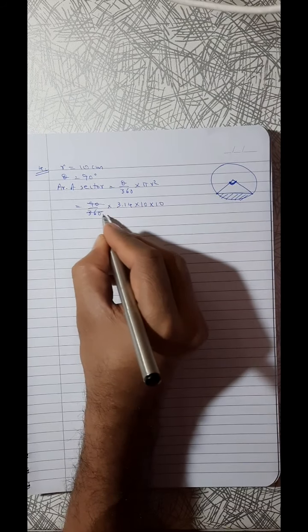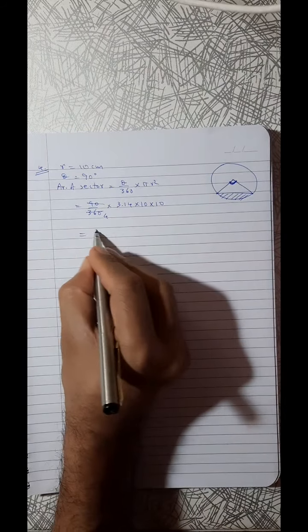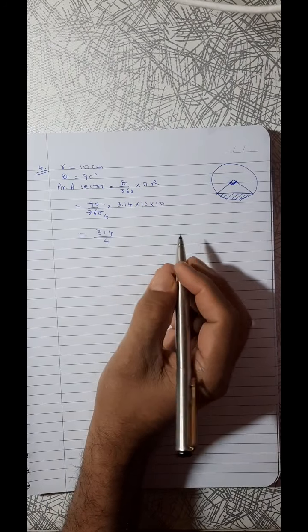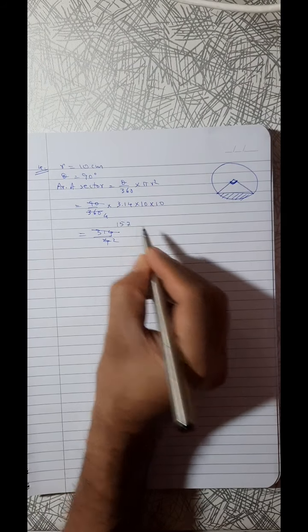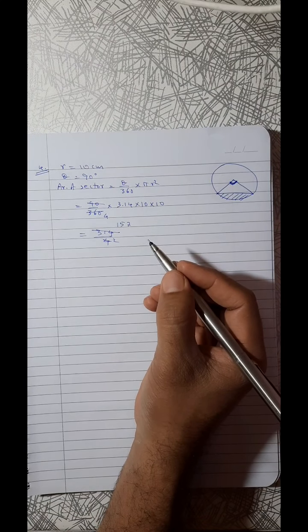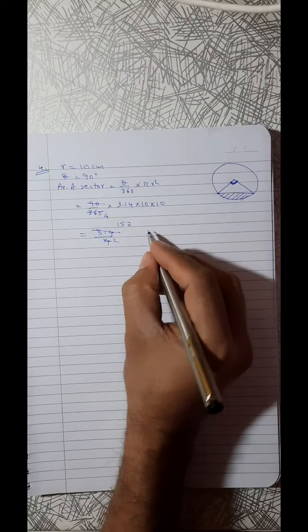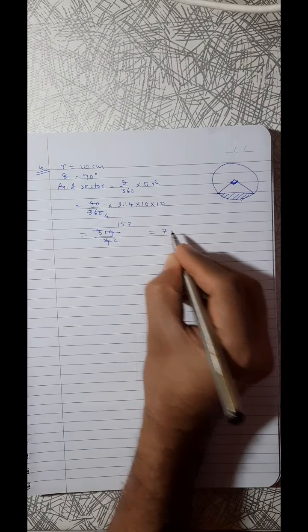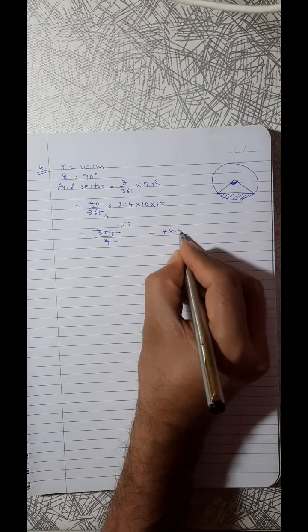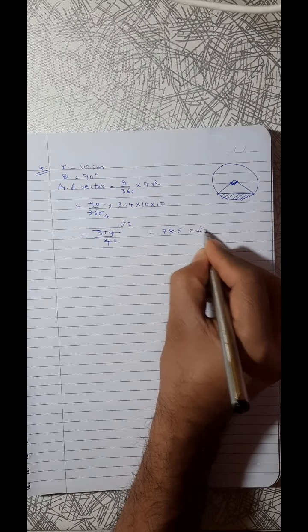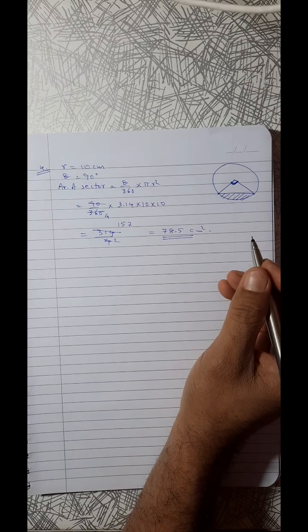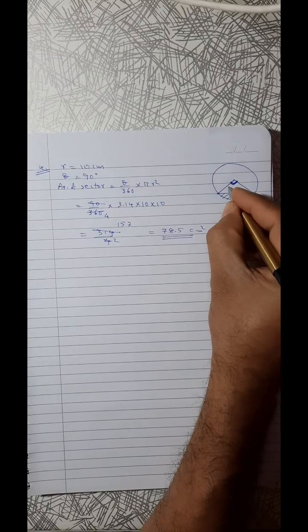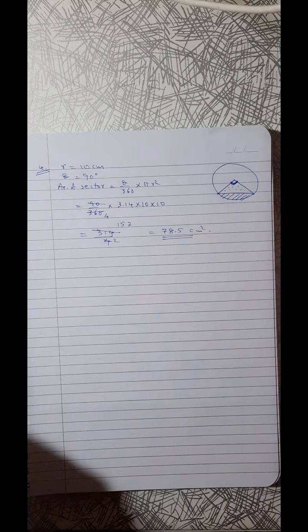This is 4. 314 upon 4. 157 by 2. 78.5 centimeter square. This is area of sector. Now we need area of segment. Segment means this triangle. Area of triangle we have to subtract.